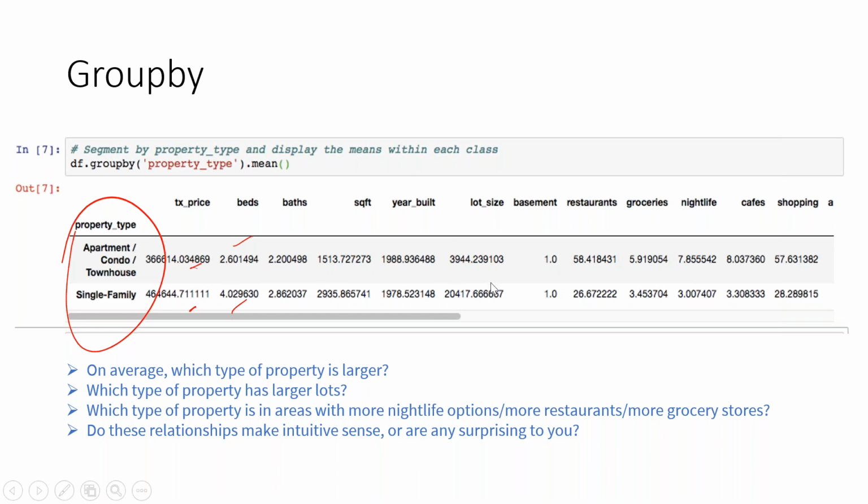So now let us say you are interested to see all of this: TX price, beds, bath, square feet, not only mean, but also you want to see mean and standard deviation together. So TX price will have a mean value and standard deviation value. Beds will have a mean value and standard deviation value for each of these classes of property types. Then we know what we have to do: df dot group by. You don't give mean, you do this df dot group by.